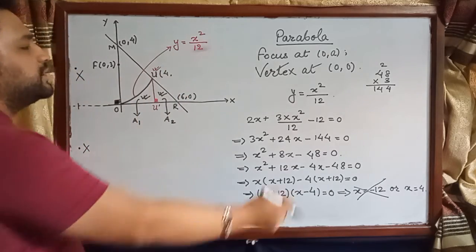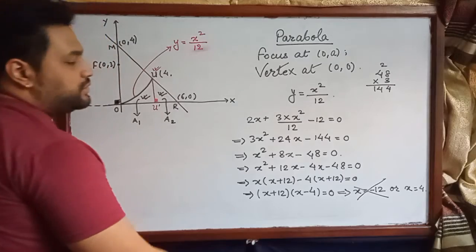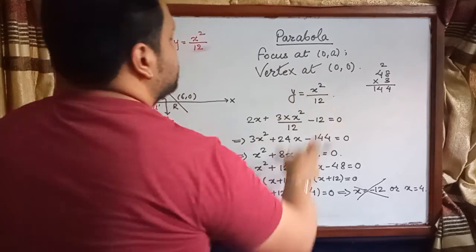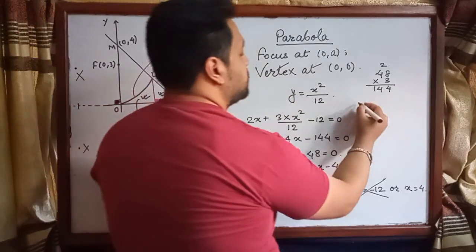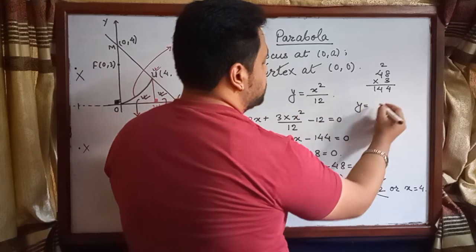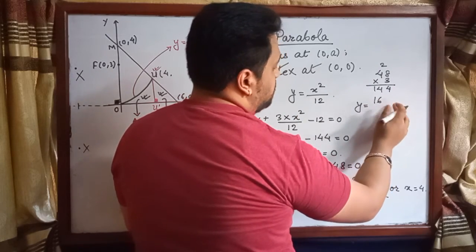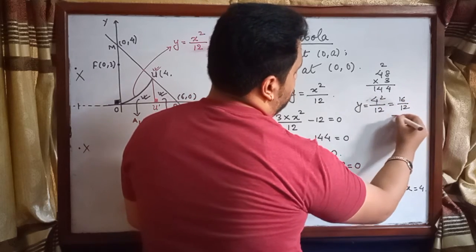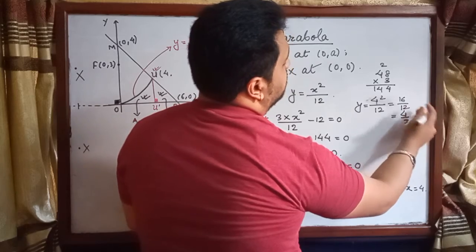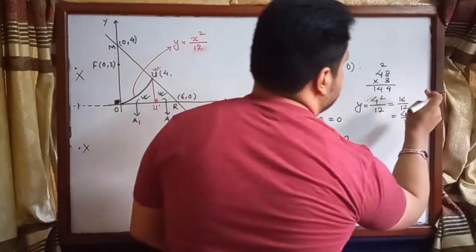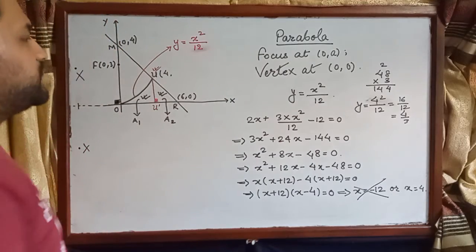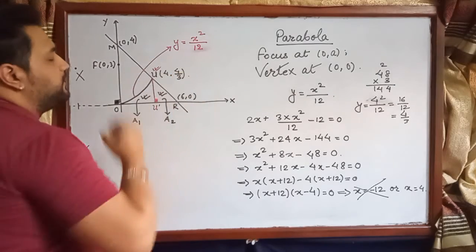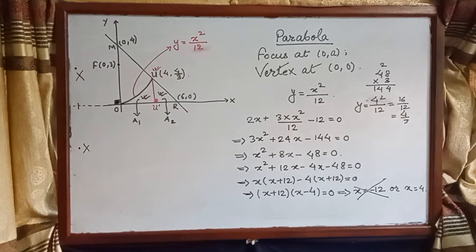And for the y coordinate, we substitute x equal to 4 in this equation. We get y equal to 4 squared over 12, which means 16 by 12, which is equal to 4 over 3. So the y coordinate of this point is 4 by 3. All right.